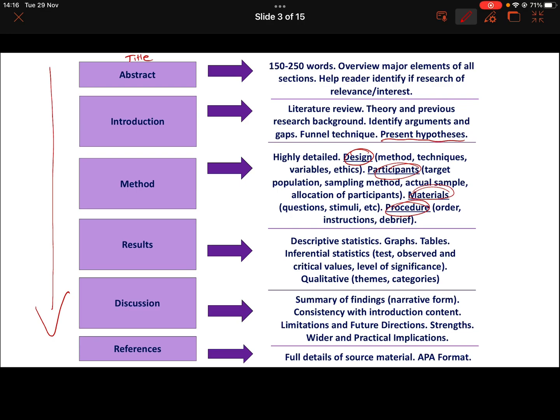So we'll look at those. Our results, now we need to include descriptive statistics, so things like our mean, median, mode, range, standard deviation, and then also our inferential statistics as well, so our reporting of levels of significance and our use of a statistical test. We then have our discussion, which is where we discuss our findings. So we report our findings in reference to our hypothesis and in reference to previous research. We discuss the strengths and weaknesses of our design. We suggest improvements for future research and the wider implications and applications of our findings.